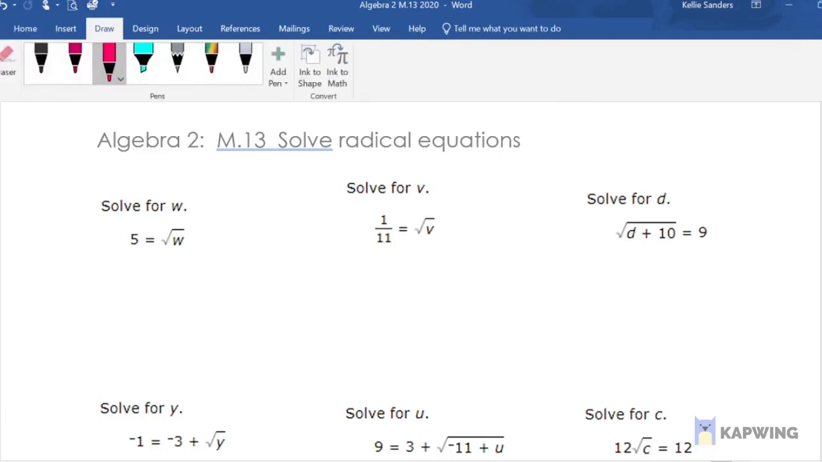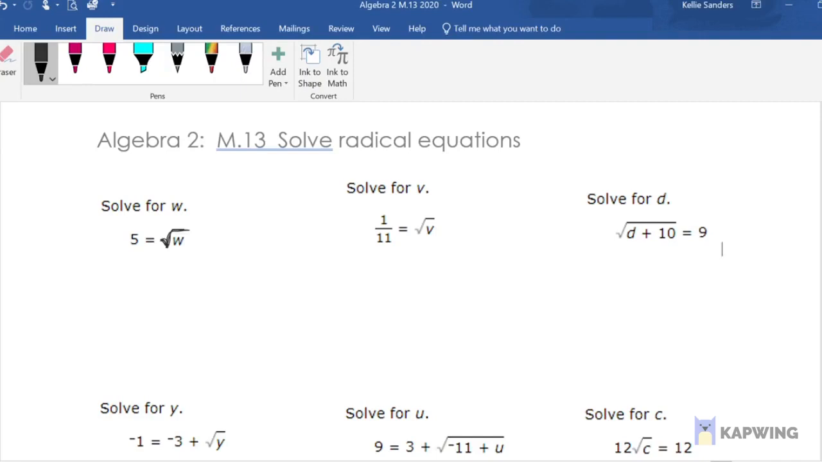Okay, so it was either on M7, M8, M9. I can't really tell you which one it was. But whenever we were doing it, I told you, if you have a square root and you have a square, those undo each other. What undoes square rooting?